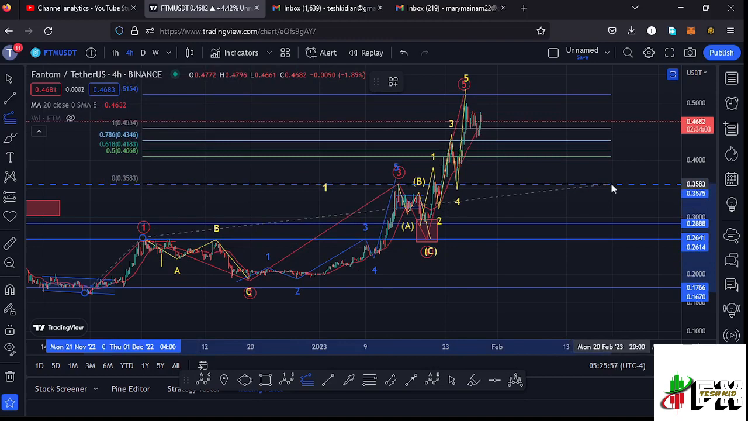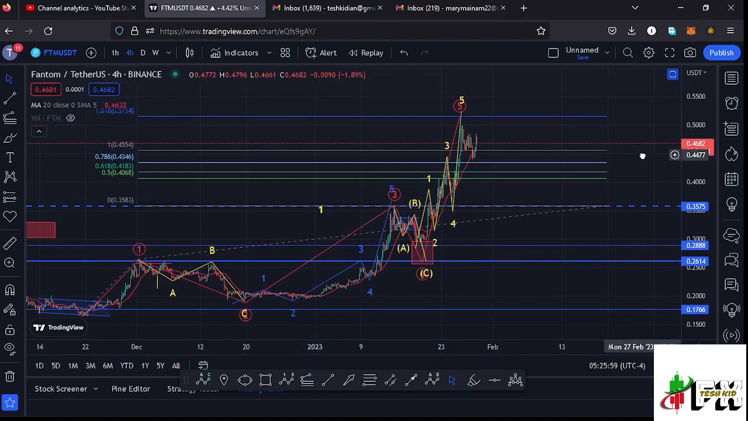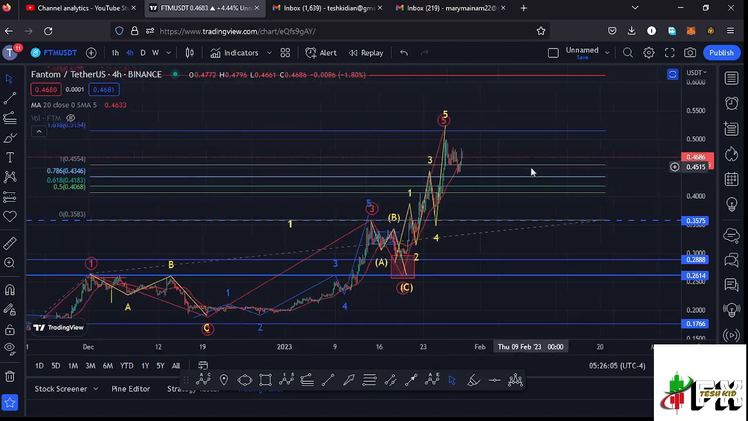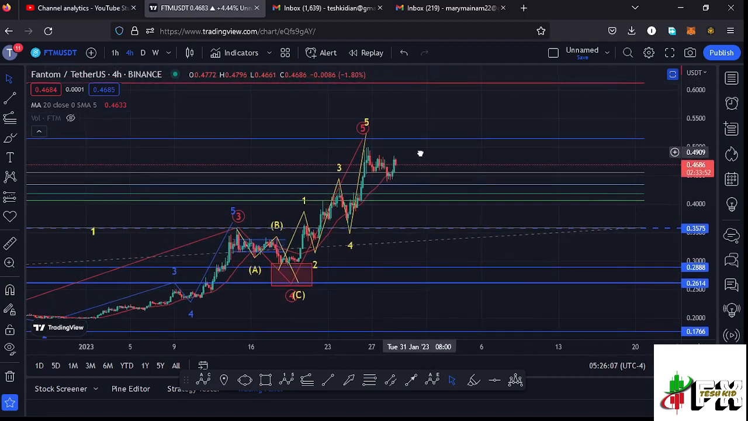That gives me a minimum target area to the upside in the formation of that wave 5 at the fib level 1.618, which perfectly lies at around the $0.5154 mark, and that is the minimum that I expected that wave 5 to the upside to do. But you can see here on the charts we have made our high at around the $0.5 mark, and there are chances that the high that we have made over here could be the high for that higher Elliott wave count 5 to the upside.